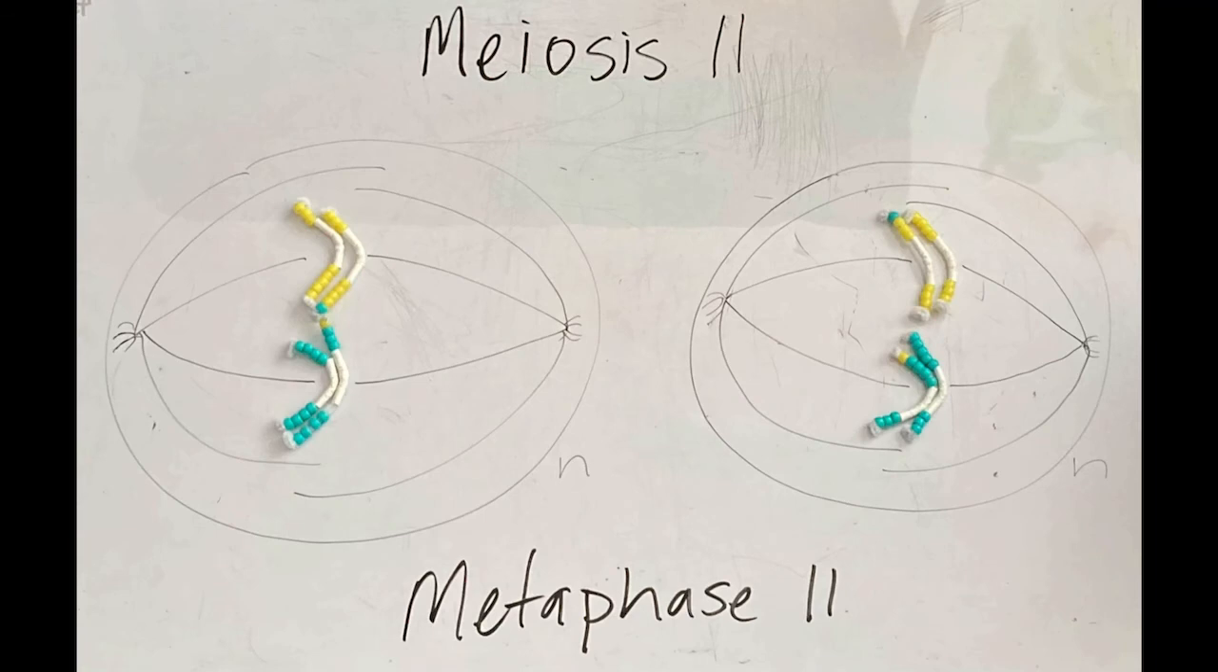In metaphase 2, the chromosomes line up at the midline of the cell, and because of crossing over in prophase 1, the chromosomes are not genetically identical. And we also see that the kinetochore microtubules are attached to the chromosome and the non-kinetochore microtubules are overlapping with each other.